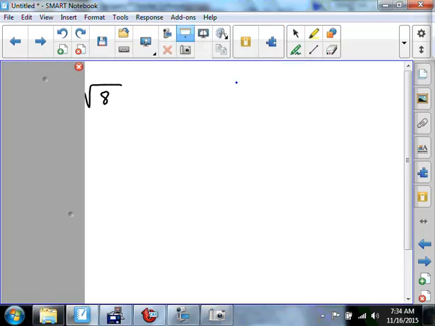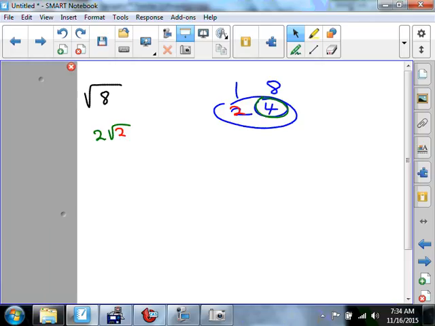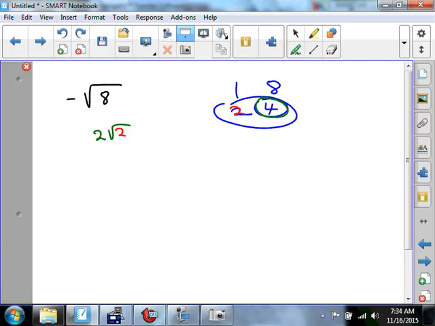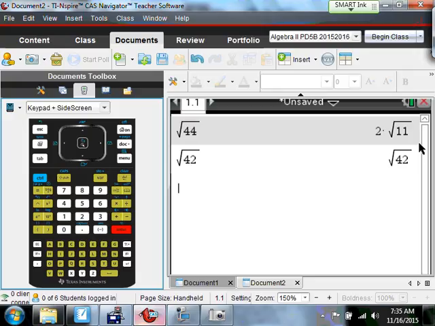So 8, 1 and 8, 2 and 4. So the square root of 4 is going to be factored out. So a 2 is going to be factored out, and then the other factor is going to stay as the radicand. And then think to yourself, well, that negative means it's going to be the opposite of that. So then kind of bring the negative along. So negative 2 radical 2.